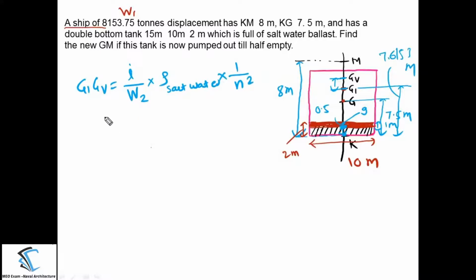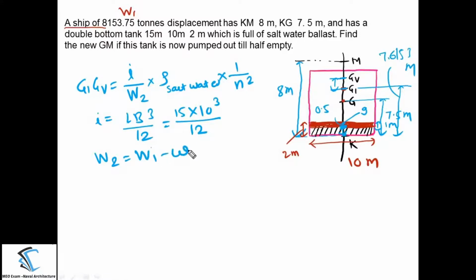Now how to calculate the value of I? I is equal to LB cube by 12. L is the length of the double bottom, that is 15. B is 10 meter, that is 10 cube divided by 12. Like this you can calculate the I. Then what is W2? W2 is equal to W1 minus the weight of the water which is removed. It is coming 8000 tons.